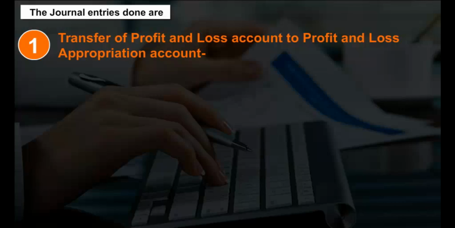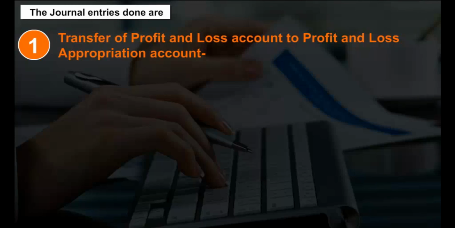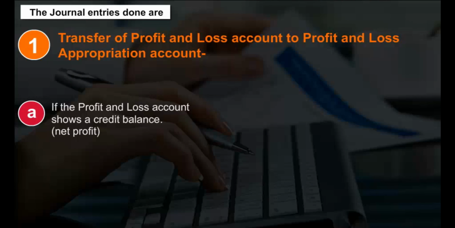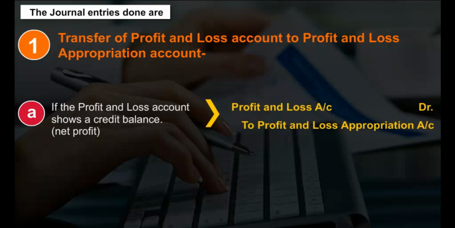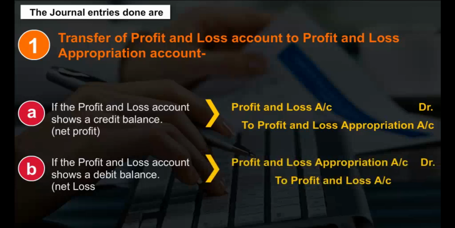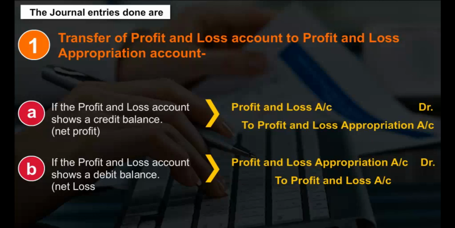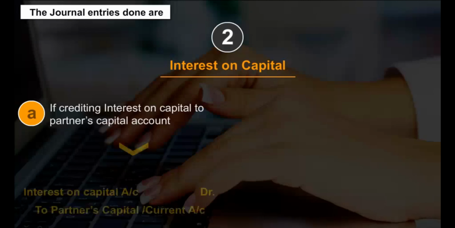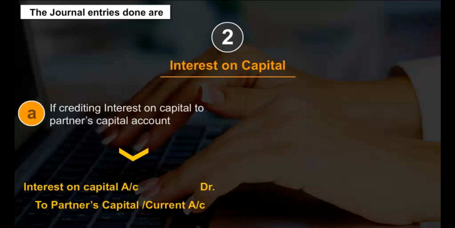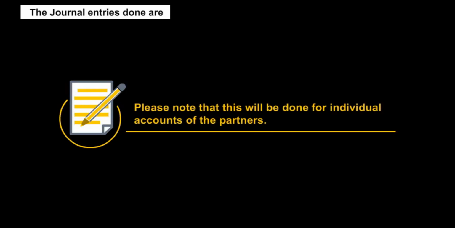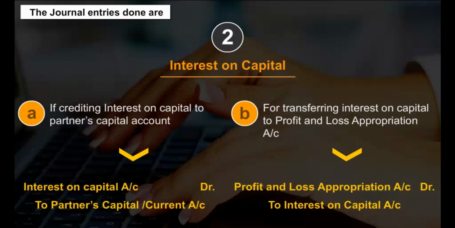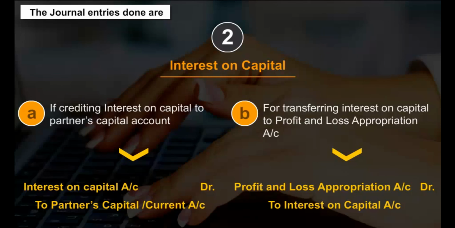Transfer of profit and loss account to profit and loss appropriation account. There are two conditions in that situation. A. If the profit and loss account shows a credit balance. B. If the profit and loss account shows a debit balance. 2. Interest on capital. A. For crediting interest on capital to partner's capital account. Please note that this will be done for individual accounts of the partners. B. For transferring interest on capital to profit and loss appropriation account.